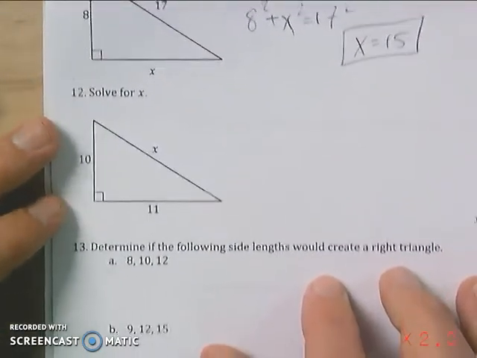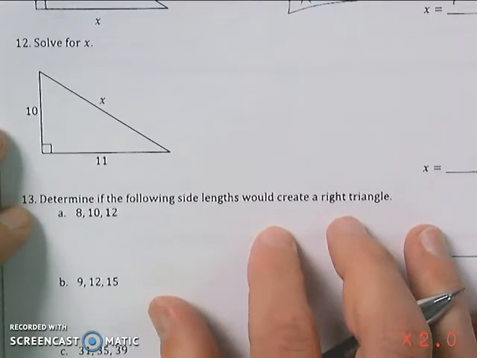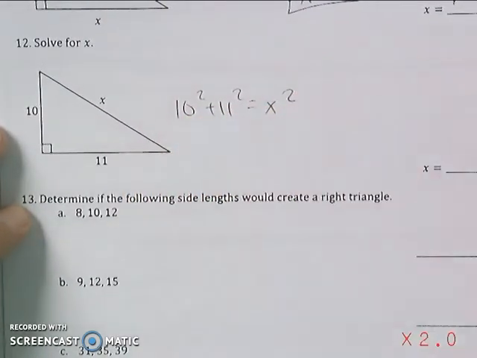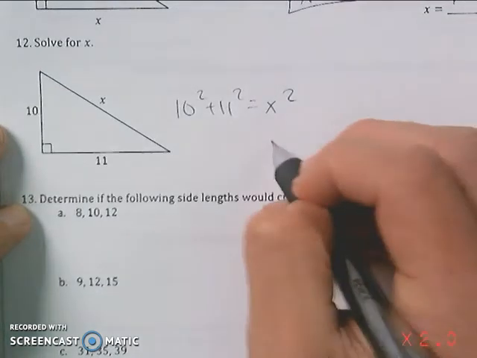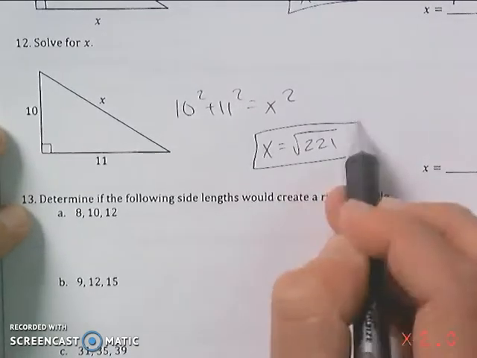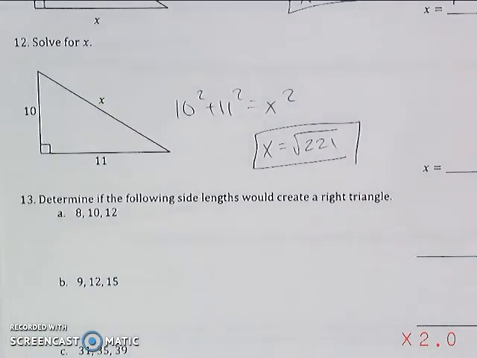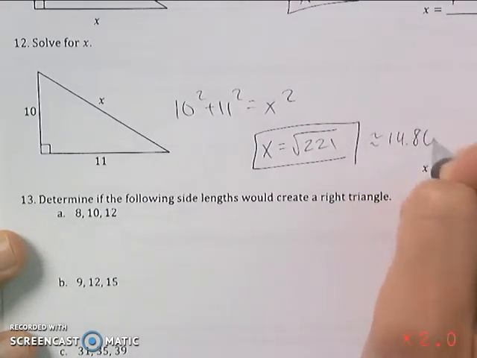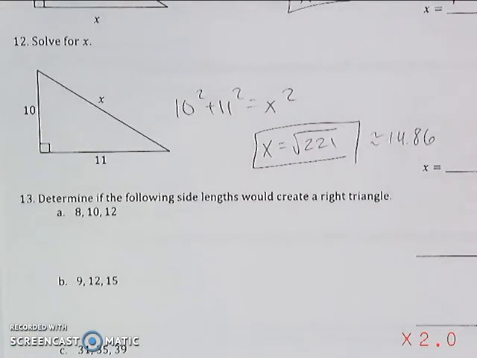This next one here, we get 10 and 11. So that's going to be 10 squared plus 11 squared equals x squared. Again, just doing our calculator real quick. This time we don't get an even answer. We get x equals the square root of 221. We can leave it like that, or we can leave it as a decimal, which is approximately 14.86. Okay.